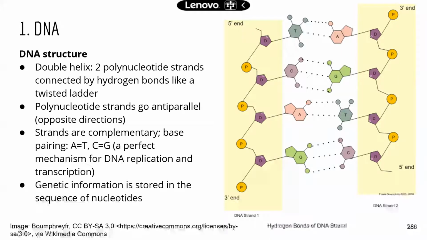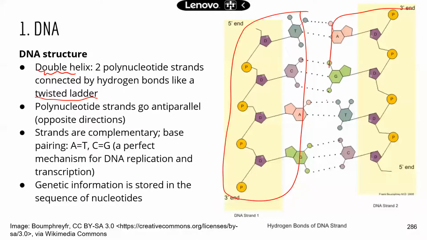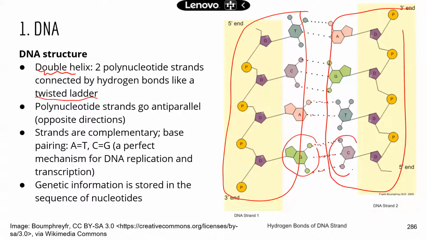So the DNA is this double helix, right? That really looks like a ladder, a twisted ladder. As you can see, this is one strand, and this is another strand. The two strands are held together by hydrogen bonds, right? These dotted lines all represent hydrogen bonds. You can see the hydrogen bond is formed between bases, right? Bases from two nucleotides on the opposite strands.